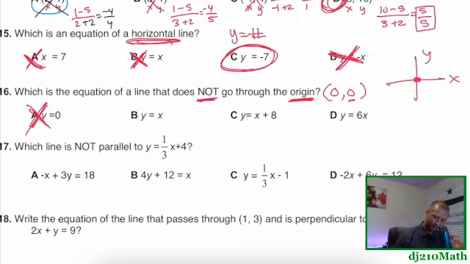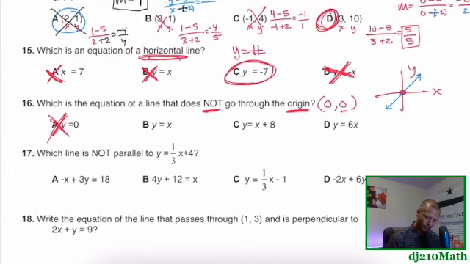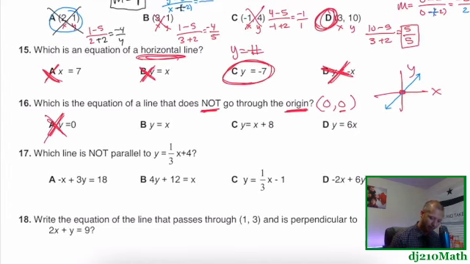Y equals x. That is a linear line, and it goes through the origin at a 45-degree angle. Whatever y is, x is. So it's definitely not this one.